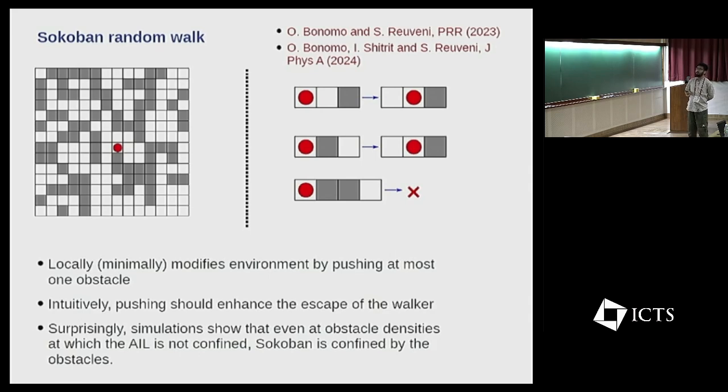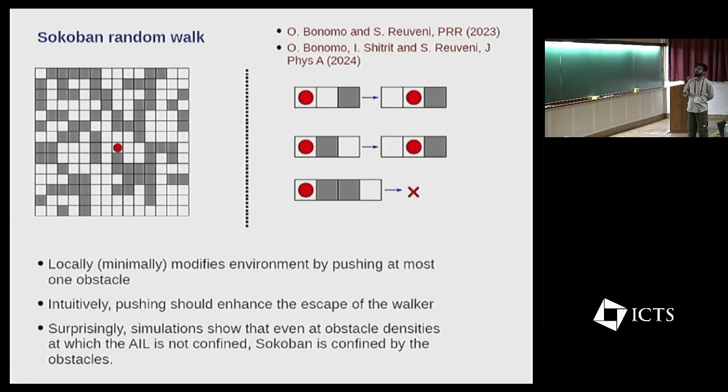If the neighboring site is already free of obstacle, then the Sokoban can jump. If this neighboring site is occupied by an obstacle, but the next neighboring site is free, the Sokoban can still move by pushing this obstacle here. However, there's a limit on this pushing capacity in the sense that if two obstacles are together, the walker cannot push.